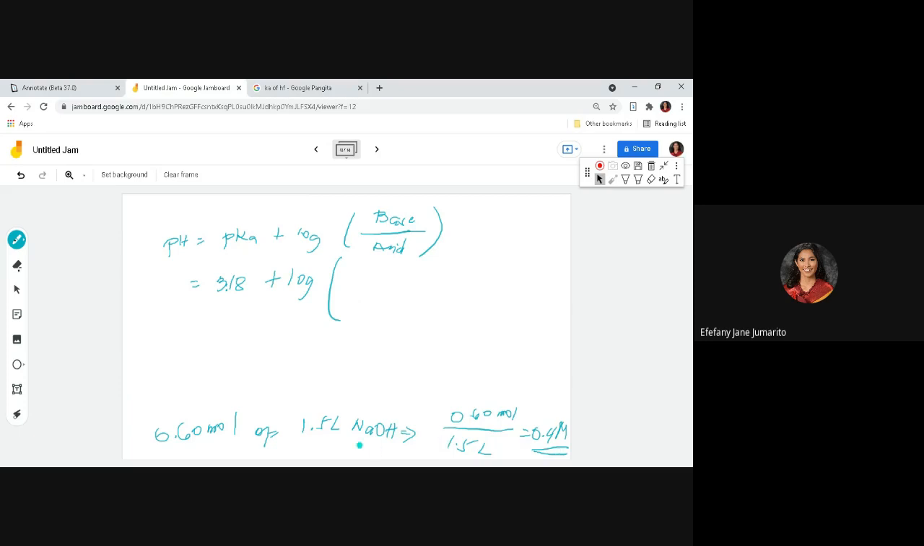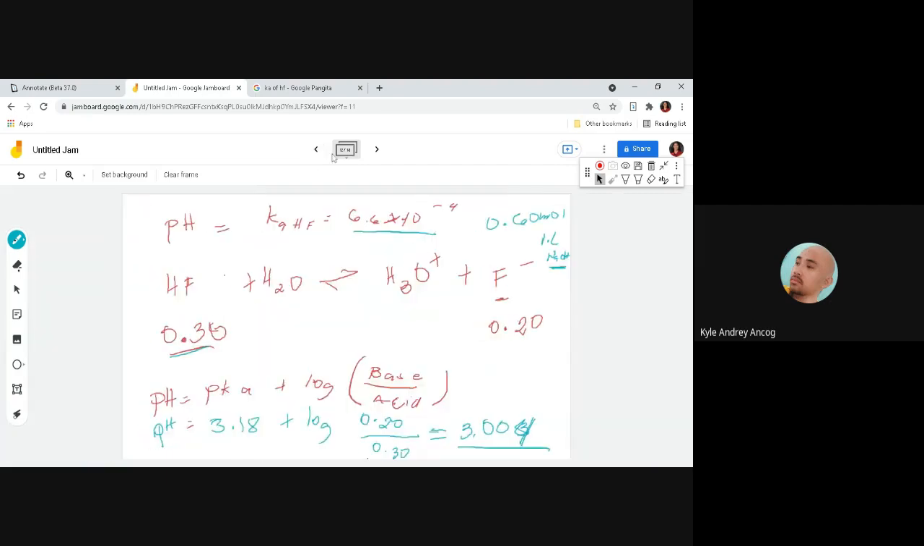So we have NaOH. NaOH will react with the acid because it's a strong base. If it reacts with the acid, the concentration of your acid will be consumed. It will be consumed as it reacts.